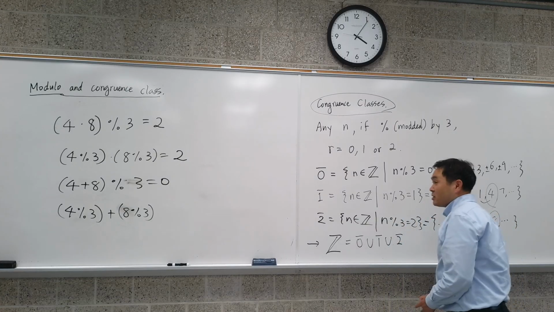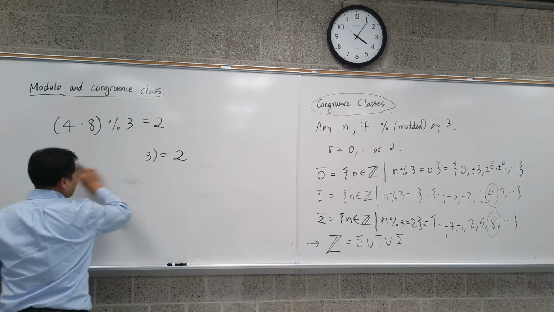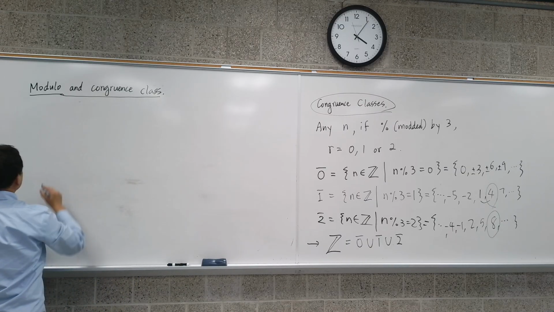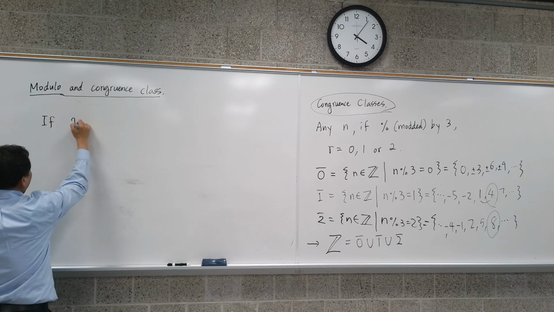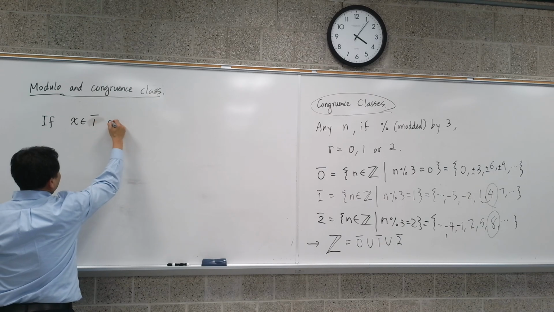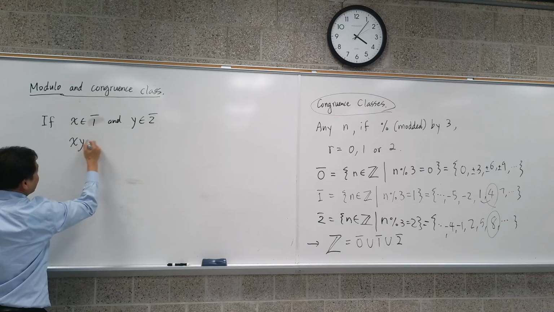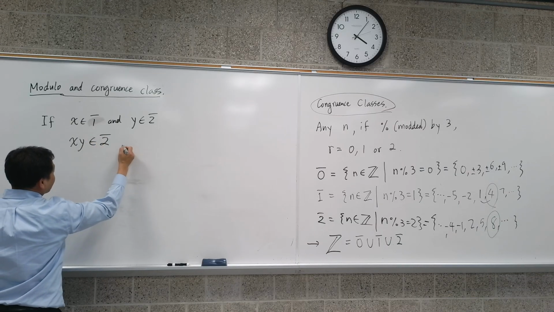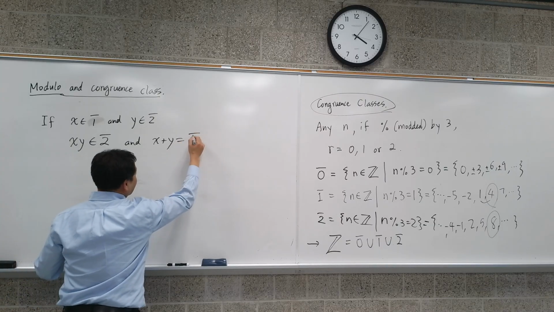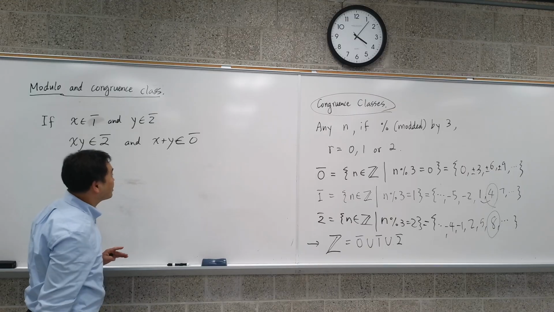So what we see is that, let me clarify what I just did as a simple rule. If x is in 1 bar, and y is in 2 bar, then xy would be in 2 bar, and x plus y would be in 0 bar. This symbol means it's an element of, okay?